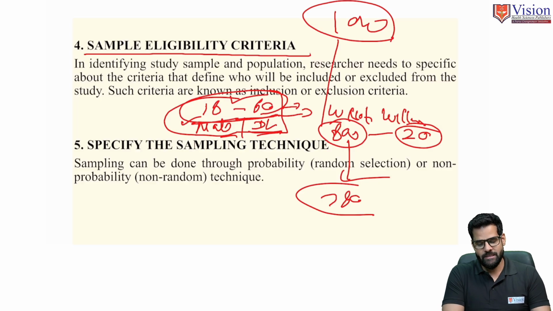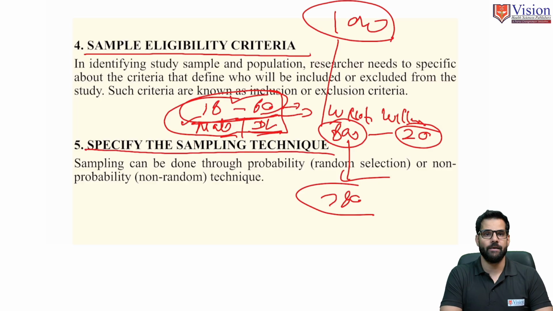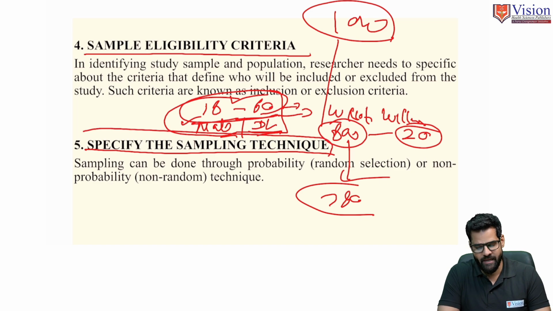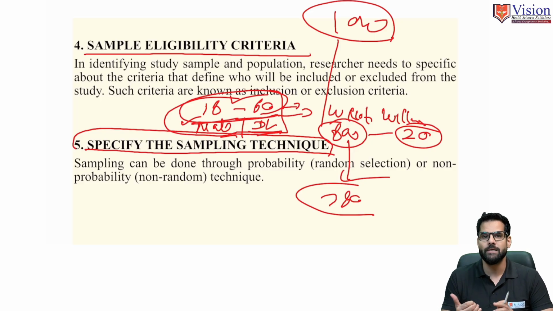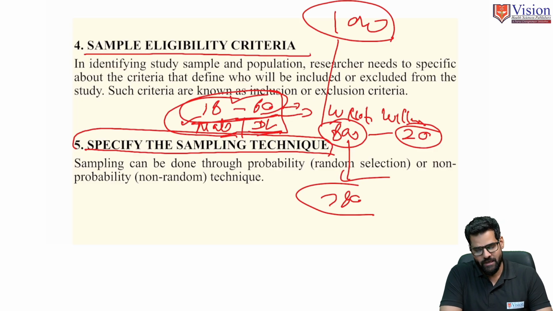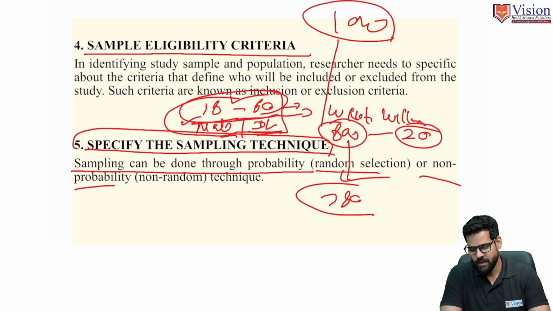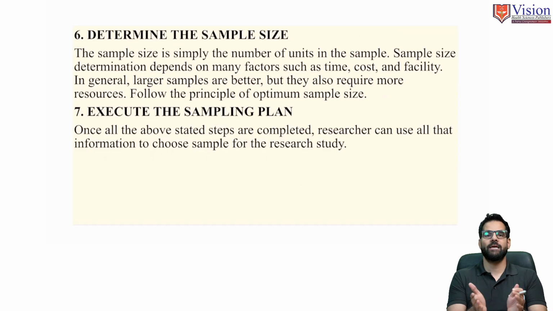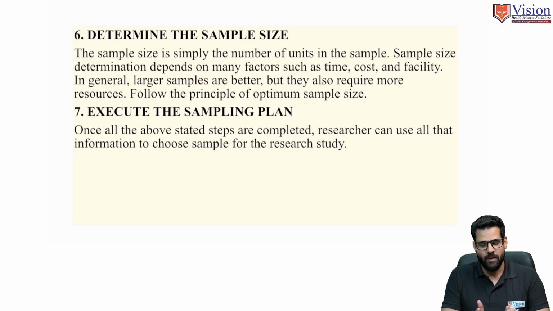Next is to specify the sampling technique. Once you decide on that, the next important point is you should decide what sampling technique to use. The technique means the process that you adopt to select the sample from your sampling frame and from the population. Sampling can be done through probability, that is random sampling, as well as non-probability sampling. So you decide whether it's random or non-random. We'll discuss that particular point in detail in subsequent lectures.